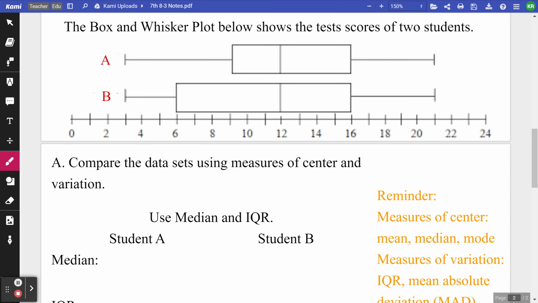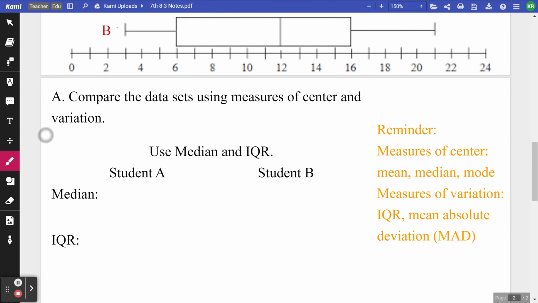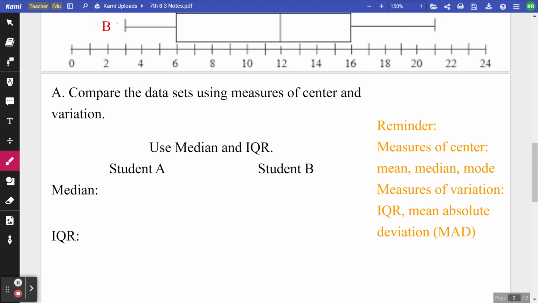So we want to compare these box and whisker plots, and we're going to compare these using measures of center and measures of variation. Now on the right here, you see there is a reminder. Measures of center are mean, median, and mode. And then measures of variation are the IQR and the mean absolute deviation, or MAD. For our purposes right now, we're just going to be looking at the median and the IQR to compare these box and whisker plots, these data sets.